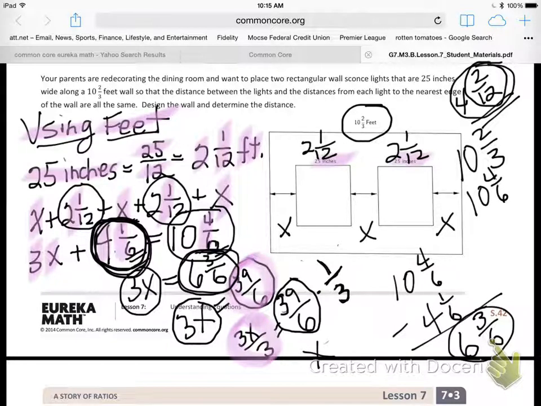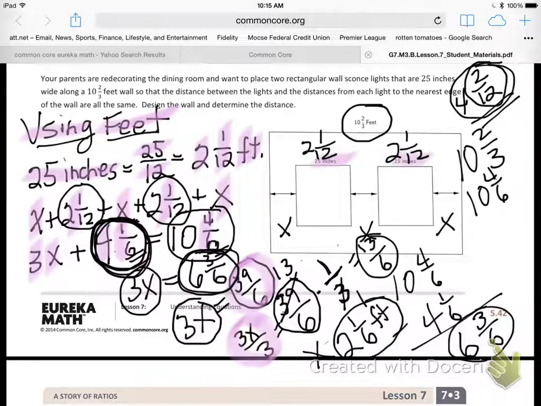Then I multiply, and I can cross cancel here: 13 and 1. Then I have 13 over 6, and 13 over 6, guess what? It's the same as 2 and 1/6 feet. So I got the same answer this way, converting to feet, as I got the other way when I converted to inches.